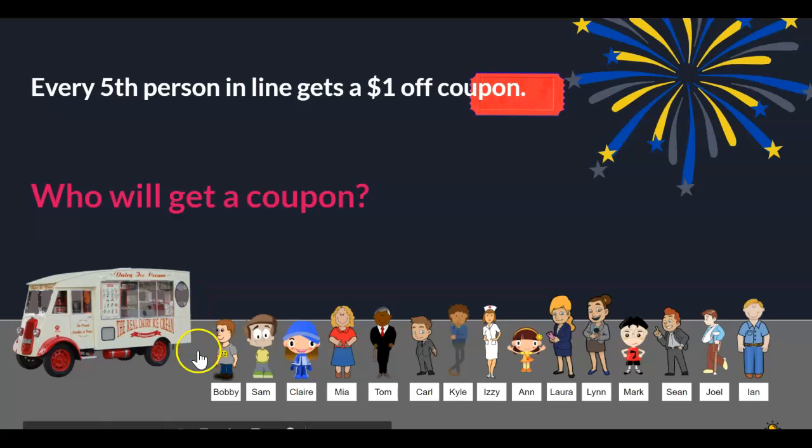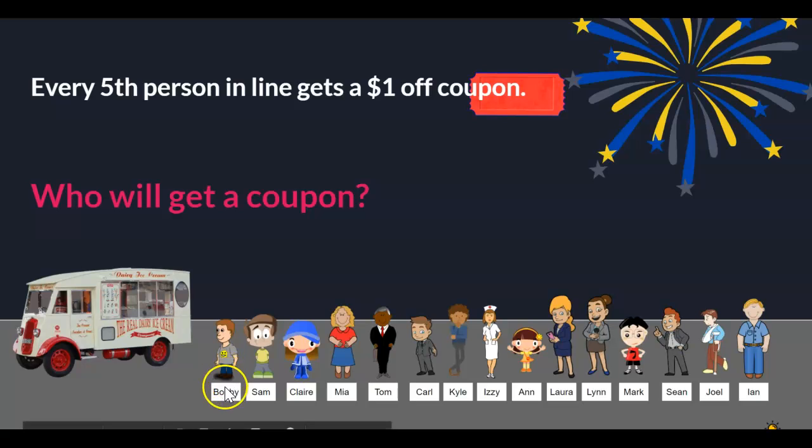Our next slide looks like the same group. But this time, every fifth person in line gets a $1 off coupon. So every fifth person in line gets a $1 off coupon. Who will get a coupon? So I'm going to pause for a minute. I want you to write down the names of the people in your notebook who's going to be getting a $1 off coupon. Let's take a look.